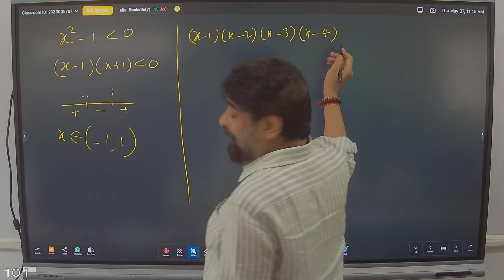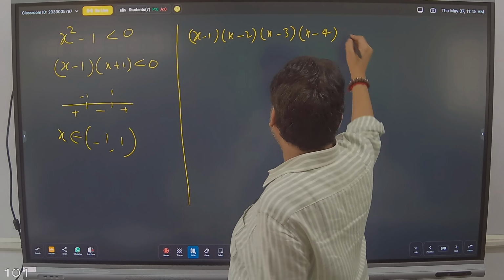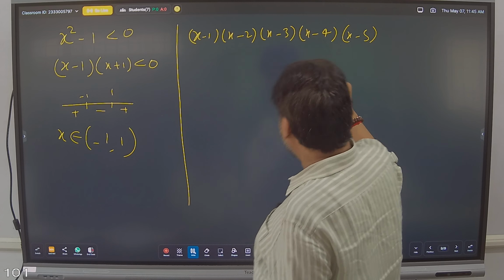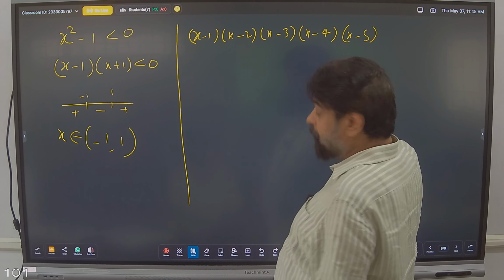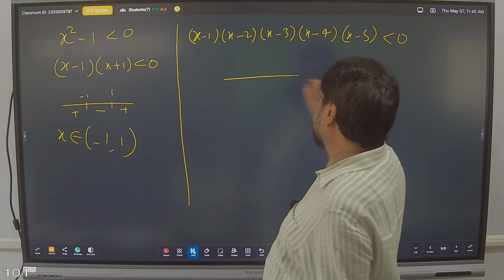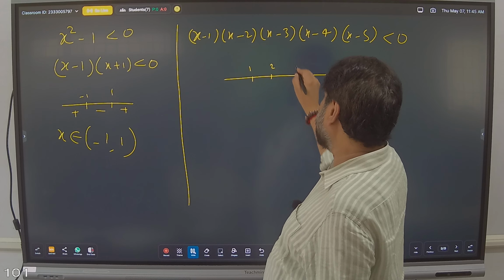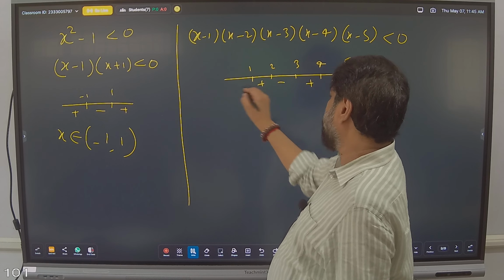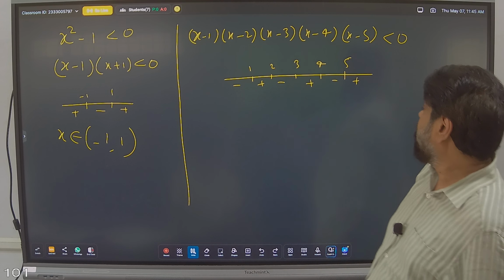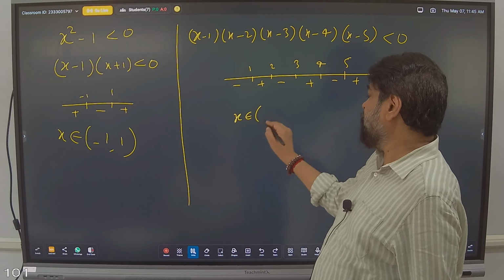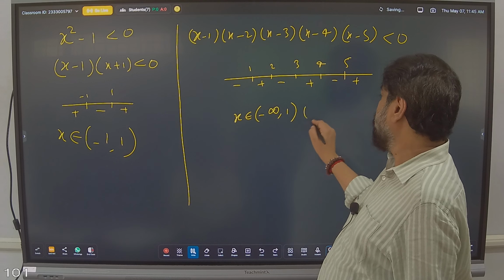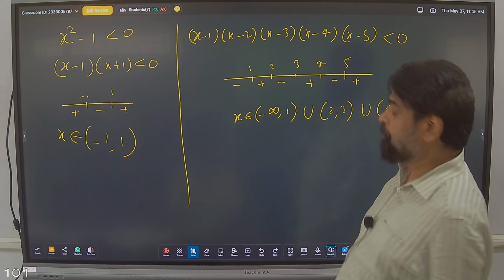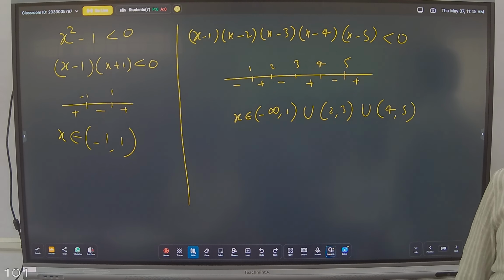5 minus x. Can I take minus common and throw to the other side? So it will be x minus 5. And the original was greater than 0, correct? So now it will become less than 0. So critical points 1, 2, 3, 4, 5. Positive, negative, positive, negative, positive, negative. We want negative. So x belongs to minus infinity to 1, union 2 to 3, union 4 to 5. How many have got it?